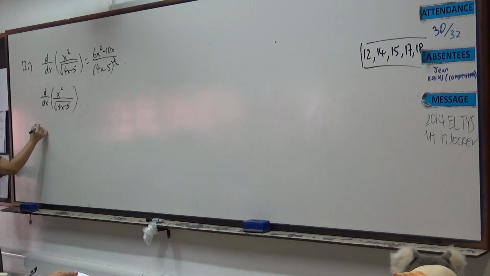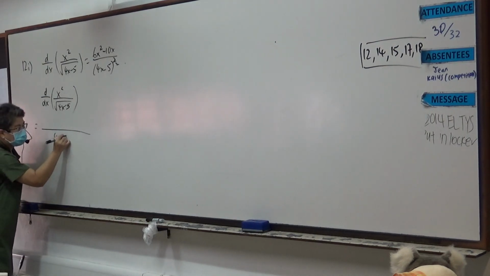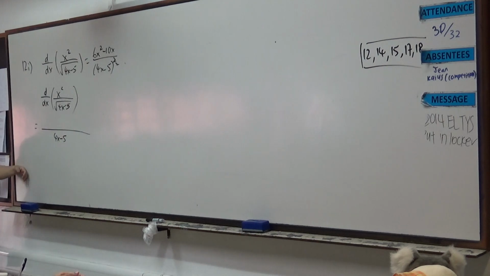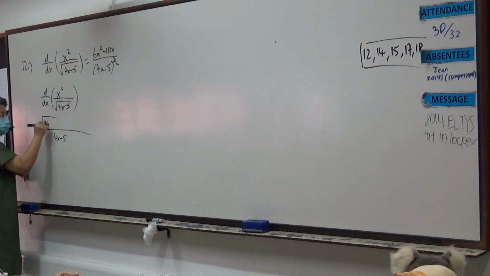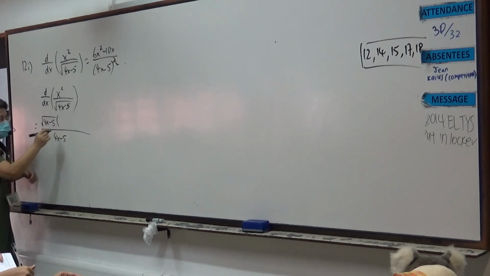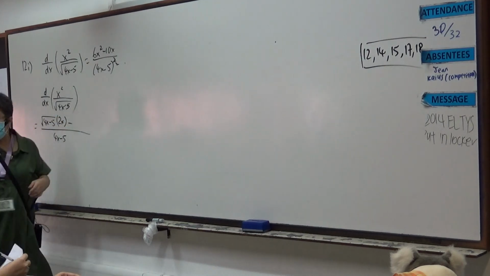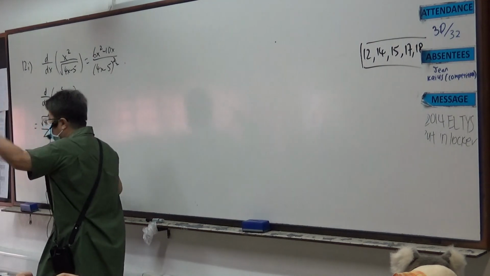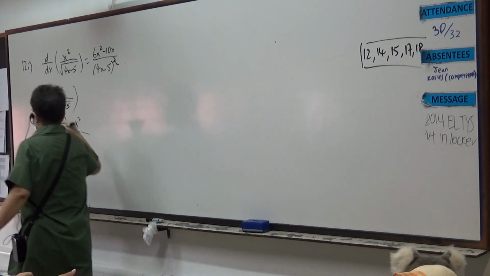Okay. Now I differentiate this. This is the quotient rule. I square the bottom, right? So it becomes what? Right now. Then I fix the bottom. I differentiate the top, it becomes what? 2x. Very good. Minus what? Fix the top. Then I differentiate the bottom.